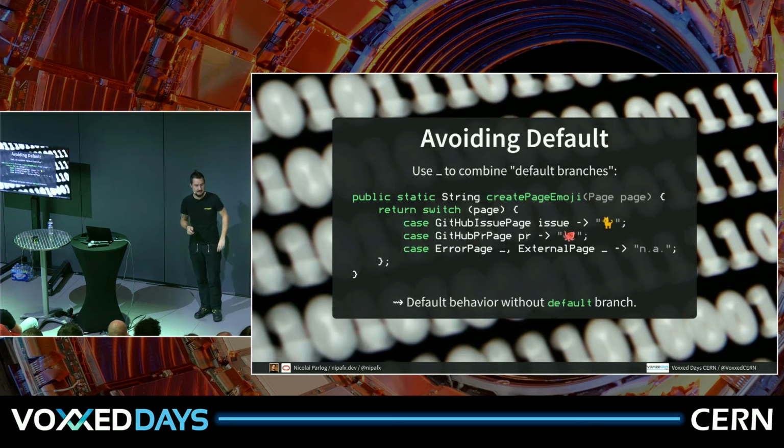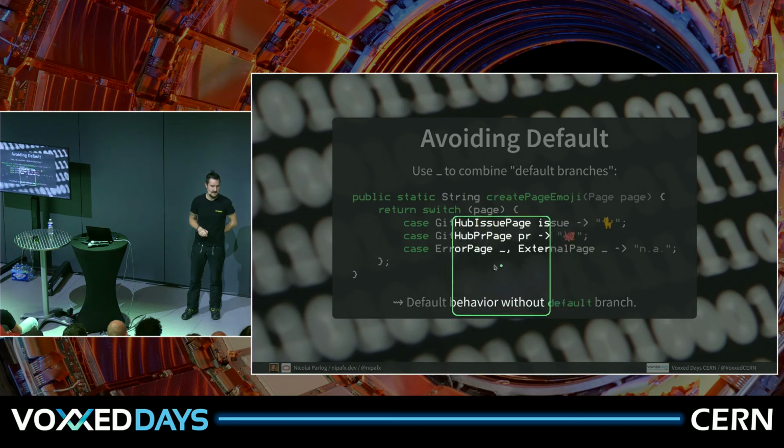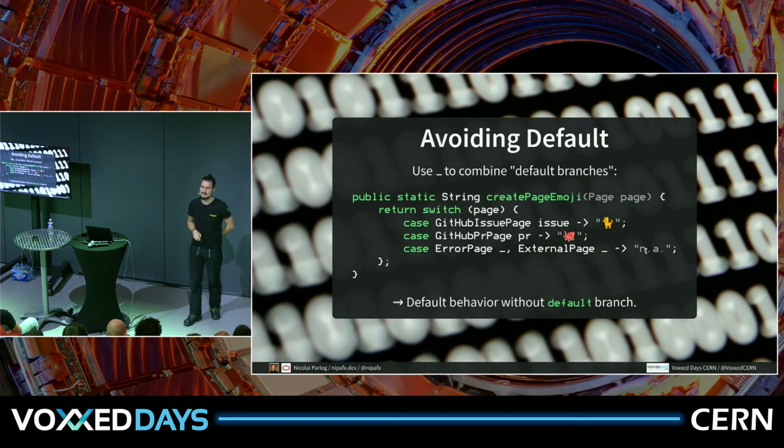And this is where, once again, unnamed patterns come in. This is the real strength of these unnamed patterns. It's not that you can do it while destructuring. I didn't even tell you that, but you can also use that in lambdas, for example. If you have a BiFunction and you don't need the second parameter, you can use the underscore there. That's all nice. But this is really important because this gives you a good way to create default behavior without having to use an outright default branch. So this way you can combine the two branches because whether it's an error page or an external page, you're not referencing a variable on the right-hand side anyway. So it's all good. You cannot reference the underscore. This way you get default behavior without a default branch.